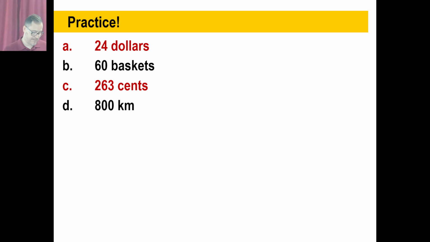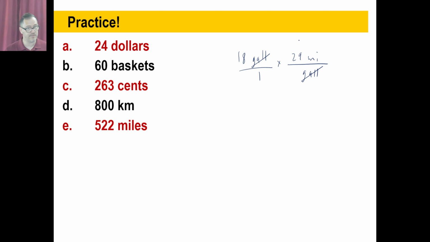E, 18 gallons by 29 miles per gallon. You should have done this. 18 gallons, I'll just put gallons. Multiply that by 29 miles per gallon. And again, if you want to, you can go like this and put it over a 1. You know that the gallons cancel. 18 times 29 gives you 522 miles. You still have miles as your unit left because it didn't cancel out, didn't cross out.